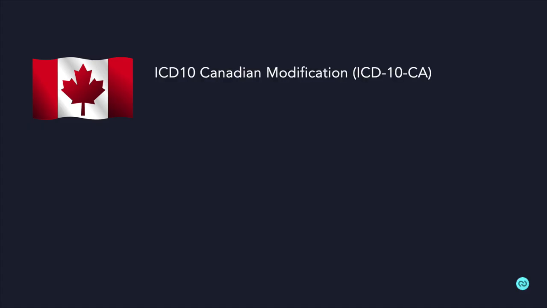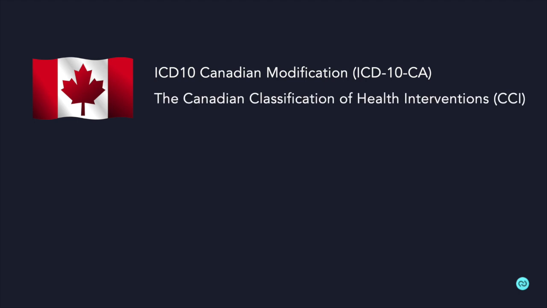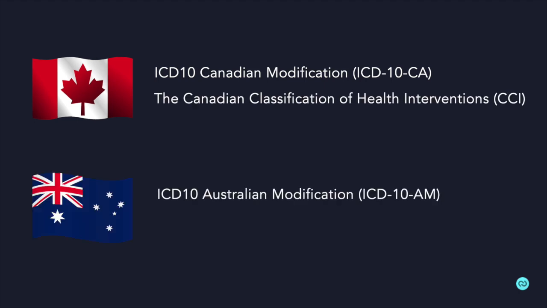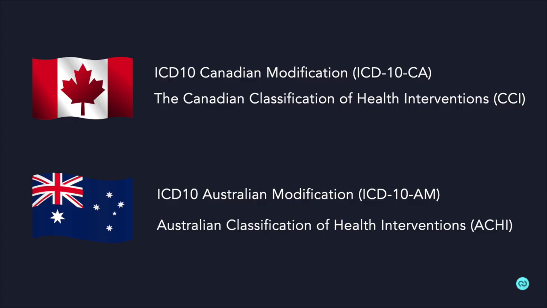Other countries tend to take the ICD-10 base code set used for mortality. They'll add some additional layering on top of it to create a country-specific version, and then they will pair that with a complementary code set that focuses on intervention classifications. For example, Canada uses ICD-10-CA paired with the Canadian Classification for Interventions, or CCI. Australia uses ICD-10-AM and it's paired with the Australian Classification for Health Interventions, or ACHI.